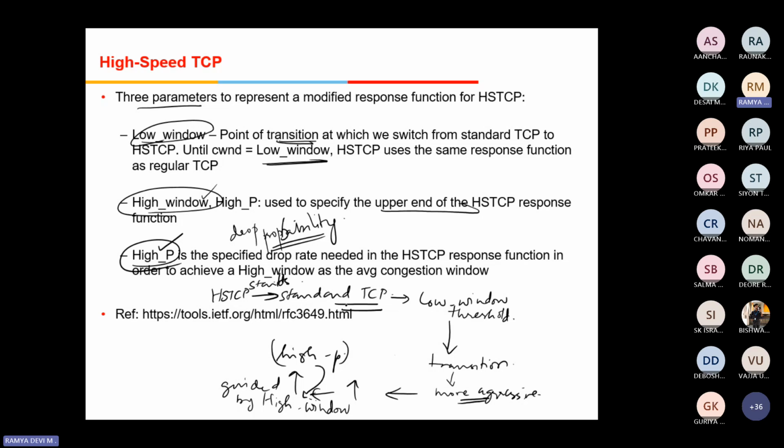So it starts like a standard TCP. It checks with the low window size threshold value. Until it reaches there, it will not grow. Once it reaches the low window threshold and the link is confirmed, the transition will happen. The window size will grow aggressively until it reaches the high window size. Again, this will be increased in an aggressive way by checking with the P value, in order to avoid congestion. So this is how High-Speed TCP works.